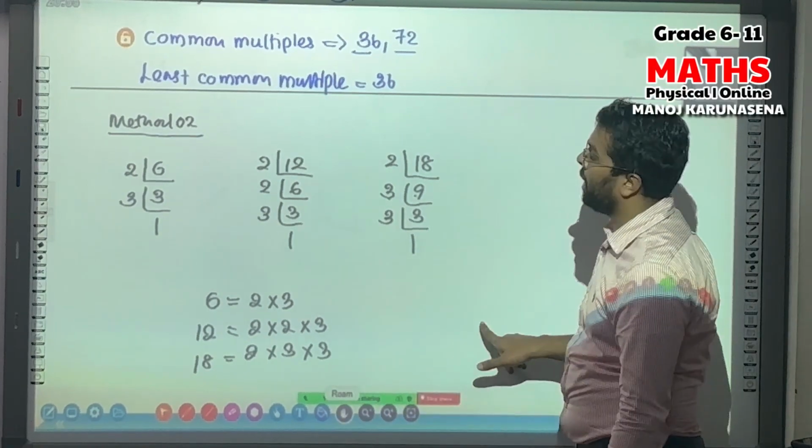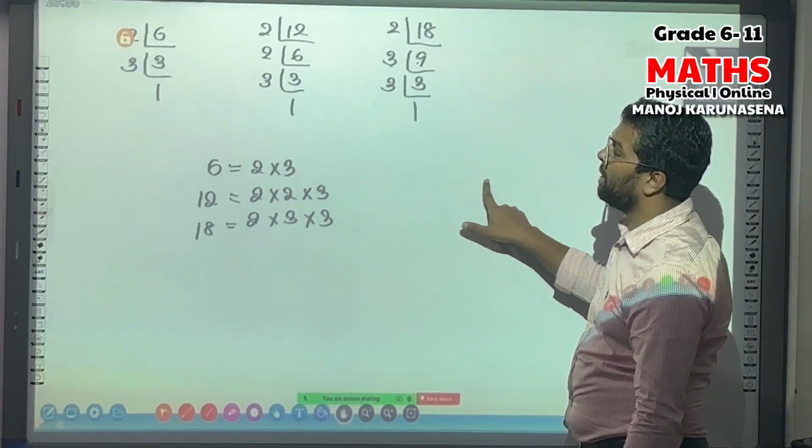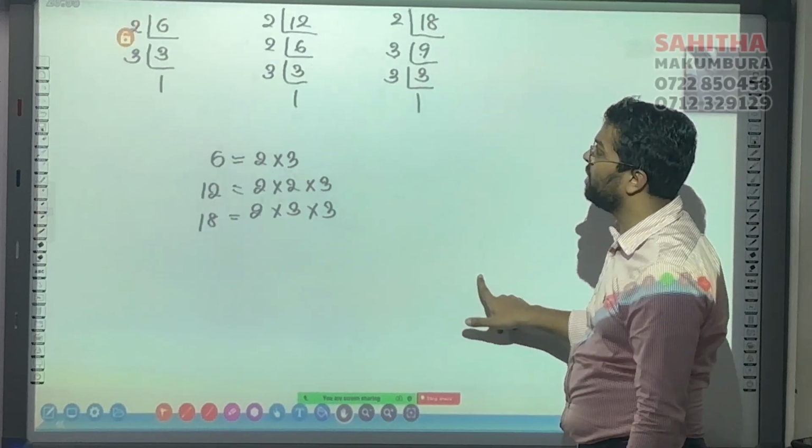Now, how do we calculate the least common multiple of these 3 numbers by using this method?